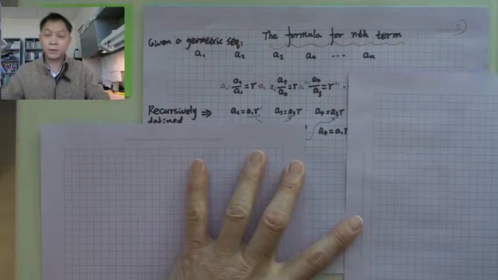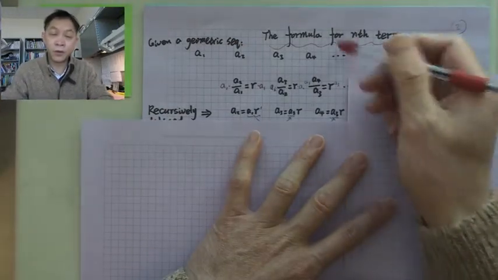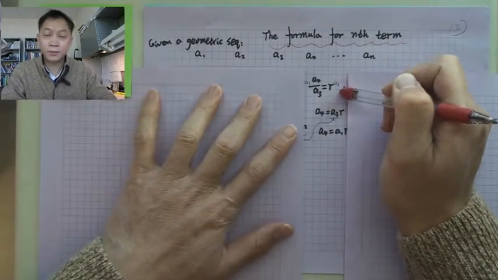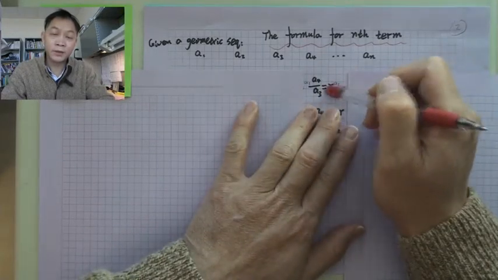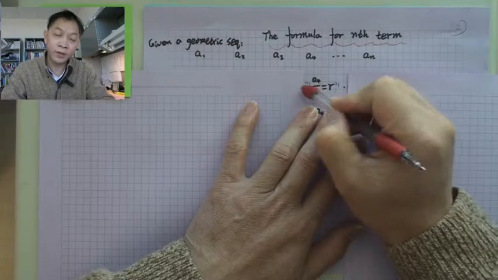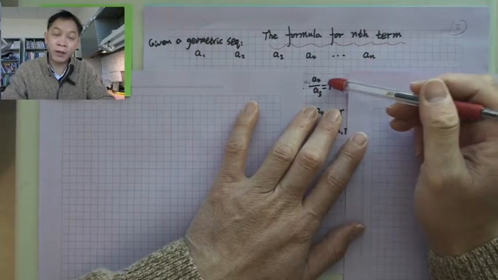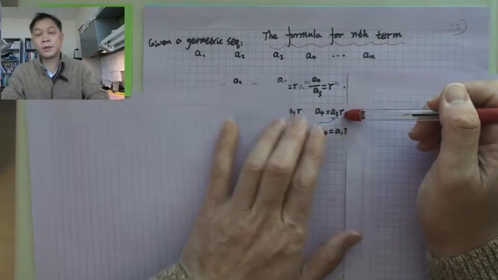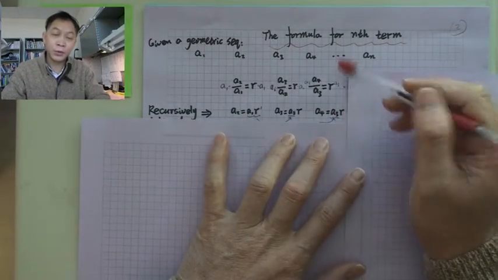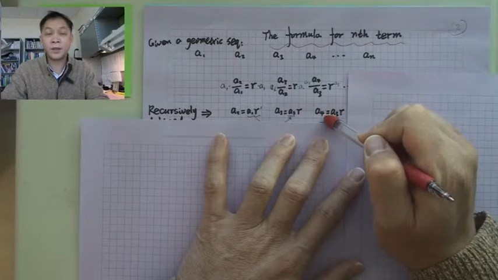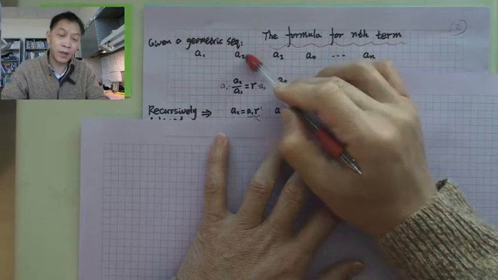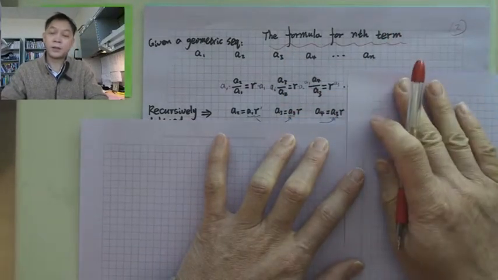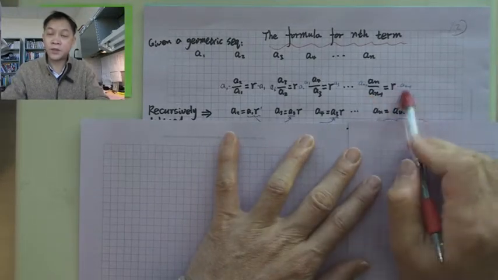Let's see. A4 over A3 is R. Both sides multiplied by A3, you cancel A3 with A3, and then you have A4 equals A3 times R. So it's the same thing: you use R to hit on A3, you get A4, like we did when we used R to hit on A2 to get A3.